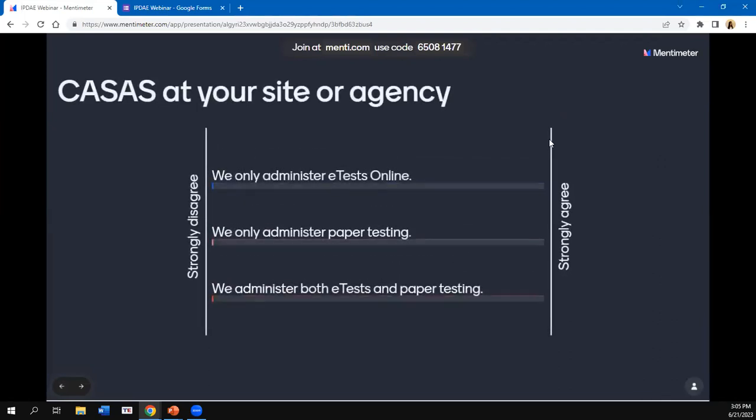The second question is, do you administer eTests online, paper testing, or do you do both at your sites? Right, so 5 participants said that they only administer CASAS eTest online.